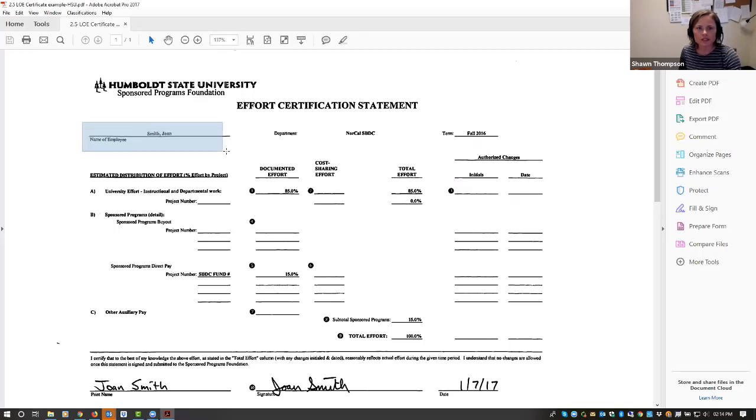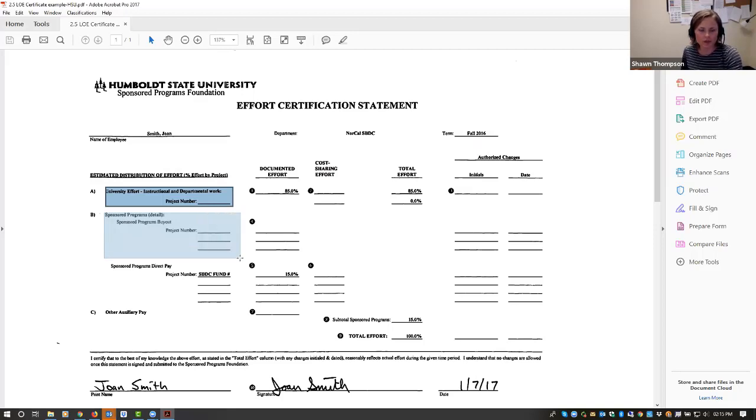So there's a place for a name, department, NorCal SBDC, what term it is, estimated distribution of effort, documented effort, and cost share effort. You can see that they can put the university effort, that's instructional time, for example, is 85%. And then the part that is grant funded sponsored programs is here, and they can put multiple projects.